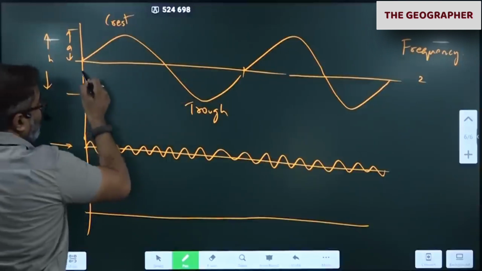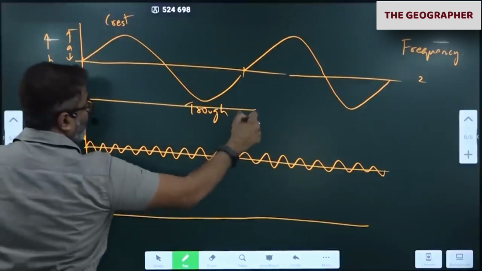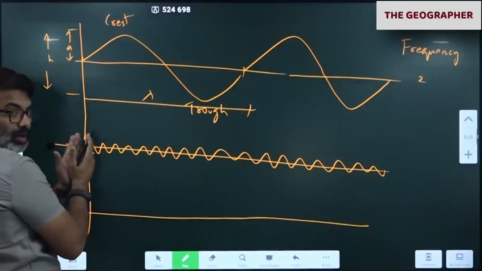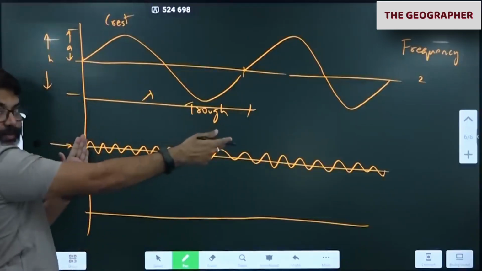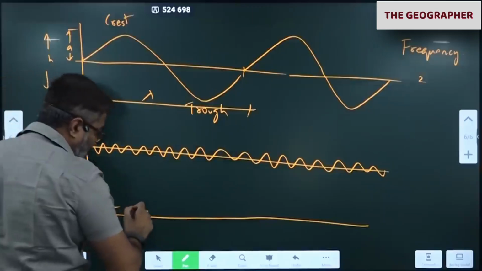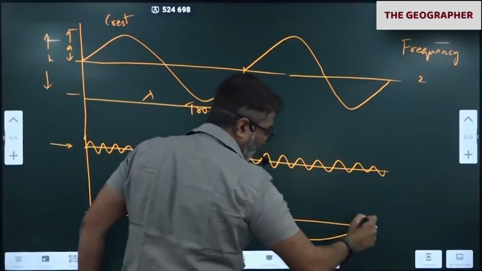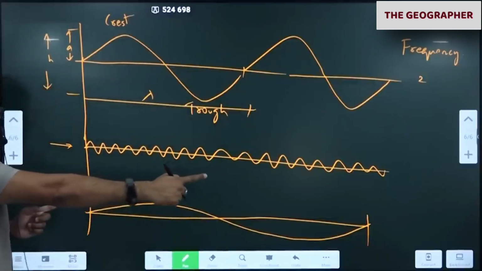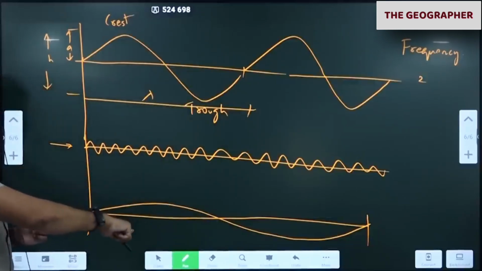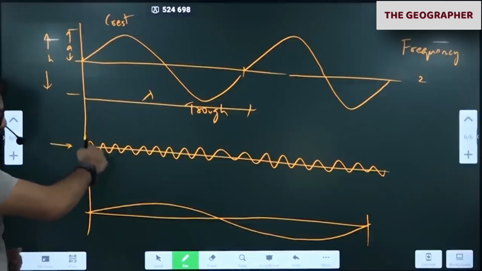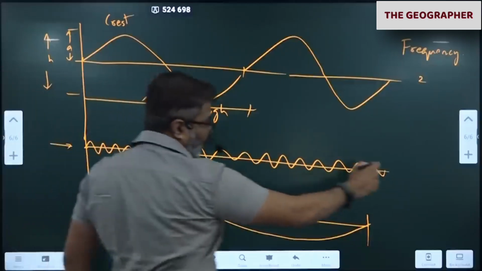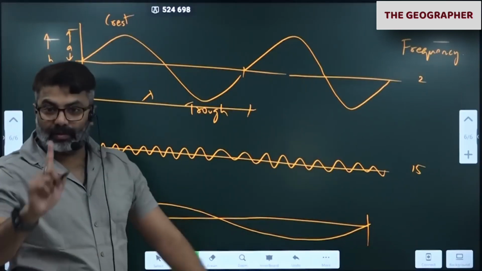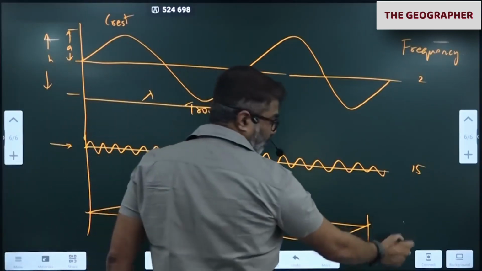From here to here, the wavelength is so huge. Here the wavelength is small, so the frequency is very high. I will take another example. Here the wavelength is too long, so the frequency is very low. How many times has the wave repeated here? Almost around 15 times. Here, how many times? Only once, because of its wavelength.